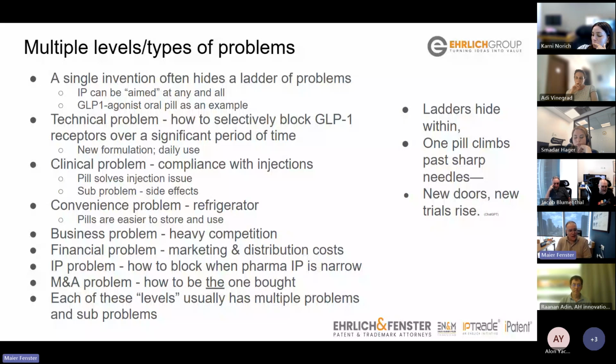But there's also a clinical problem that they're solving. Compliance. People don't like injecting themselves, and taking a pill is much easier to convince them to do. And that problem has a sub-problem, which is side effects. Why don't people comply with injections? Part of it is because they have side effects. If you take a pill, you feel much more control over whether you'll have the side effects or not. If you take an injection once a week, you can't suddenly stop on day 4. If you're taking pills, you can stop.